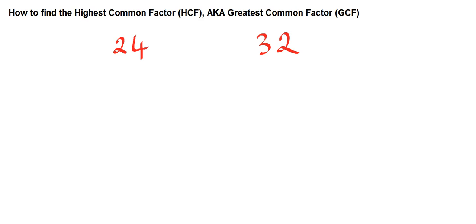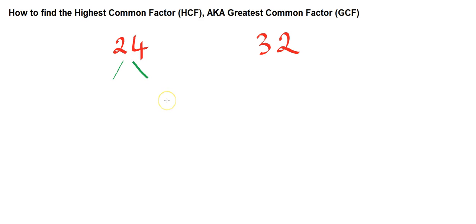Finding the highest common factor. So we're going to find the highest common factor of 24 and 32. Now just a quick note, highest common factor is also commonly referred to as the greatest common factor. So HCF, GCF, it's the same thing. The way we're going to do this is by using prime factorization, and we're going to draw a little bit of a tree. So this is how we do it.